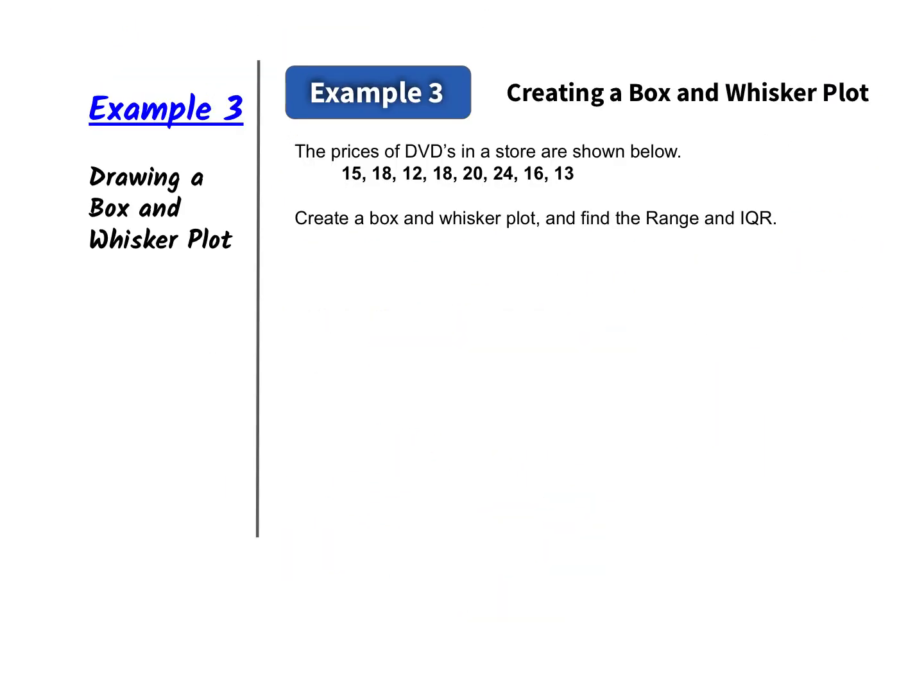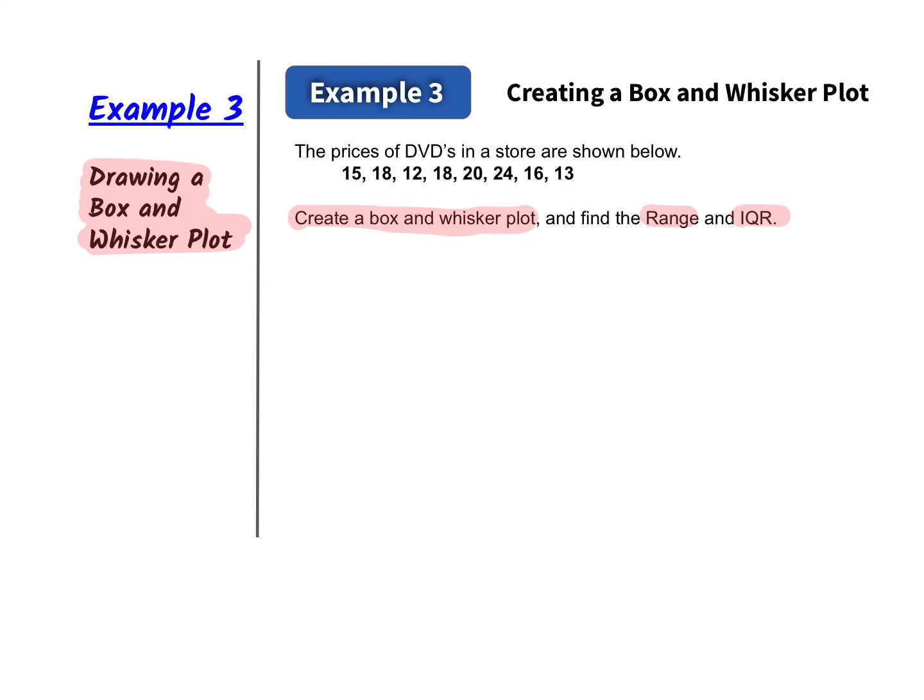Example 3, we're going to be drawing a box and whisker plot. We have the price of DVDs in a store. We have a list of all of those prices. It wants us to create a box and whisker plot, find the range, and IQR. I've gone ahead and highlighted what I needed you to highlight here for me.